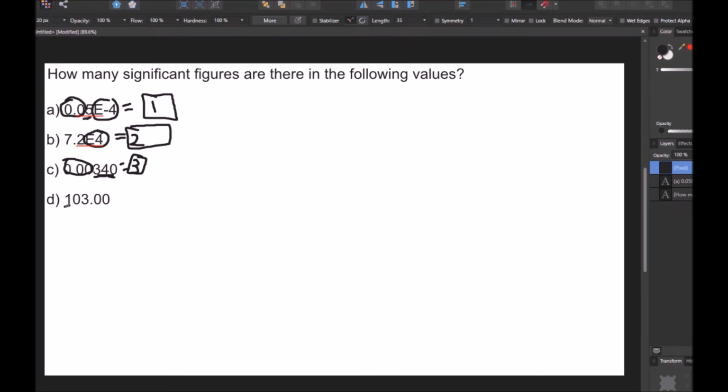this is a sig fig because it's non-zero. This 3 is a sig fig because it's non-zero. And the 0 in between them is a sig fig because it comes after a sig fig. And same thing for these 2 zeros after the decimal point. So we get that there's 5 sig figs in part D.